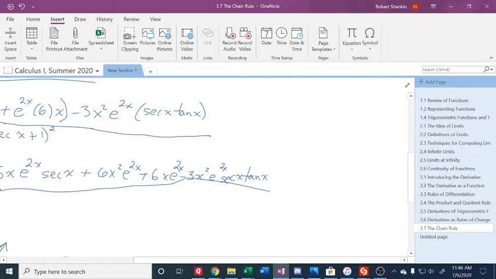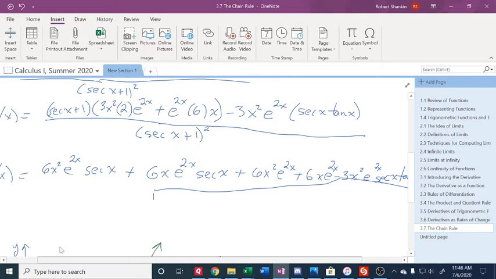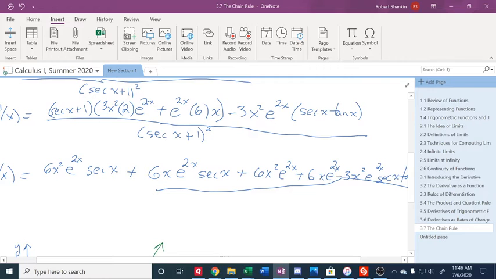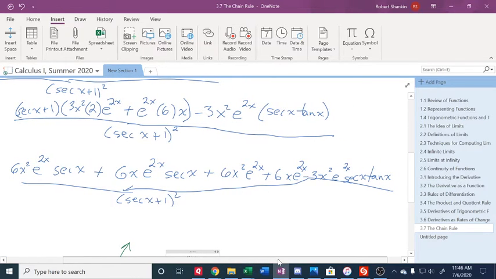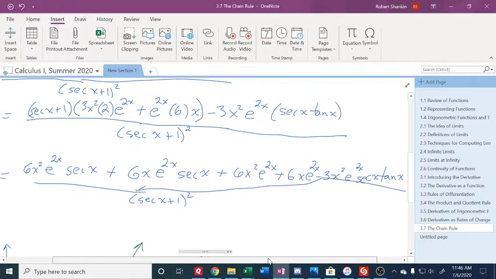All this is going to get divided by secant x plus 1 squared. And then I look to see if there's any like terms in the numerator. There's a minus 3x squared e to the 2x secant x tangent x. That's got a tangent x, this first one doesn't, so it's not. These are not like terms. That's got an x, so that has an x squared. They're not like terms.